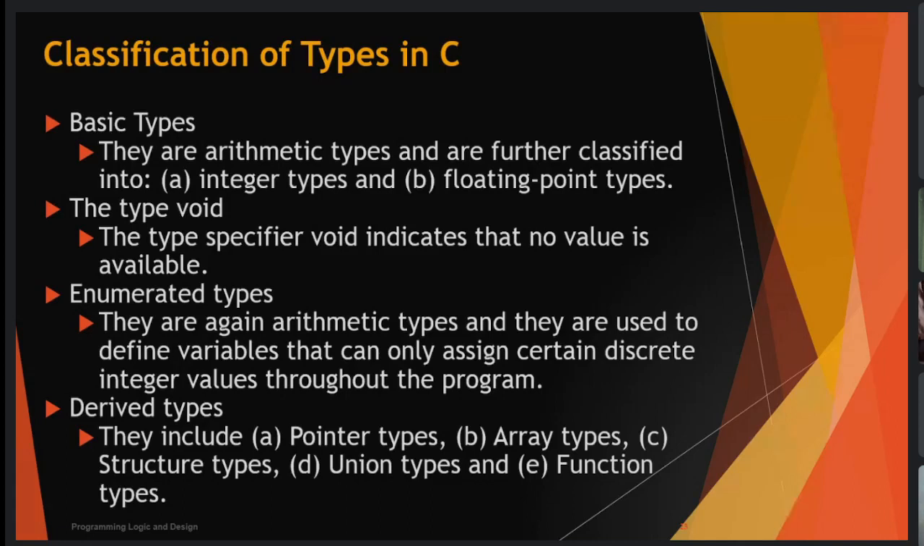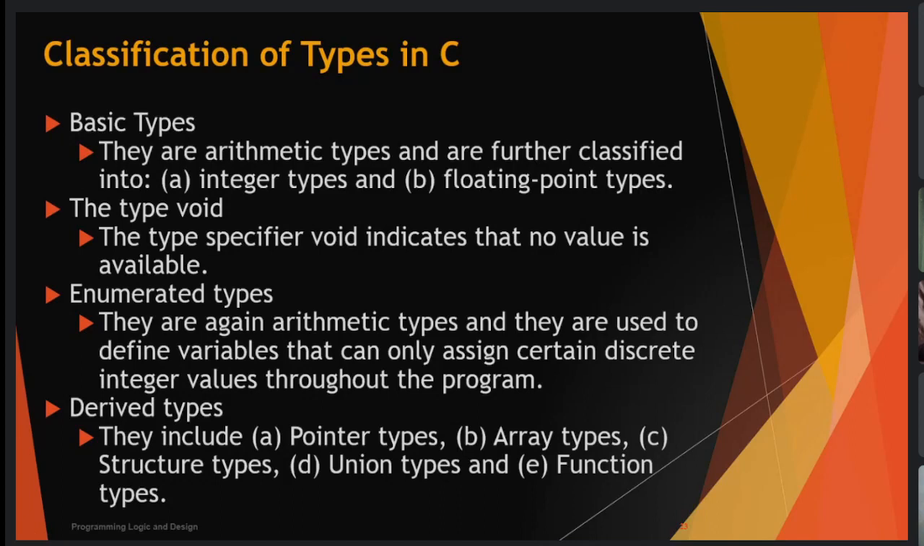And we also have the so-called derived types, which make use of pointers, arrays, structures, and unions. Again, we will encounter some of these as we move on with our discussion on C programming. For the moment, let's focus here on the basic types, the integer and floating point types.